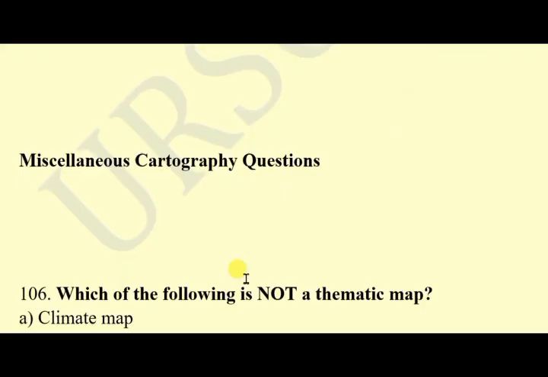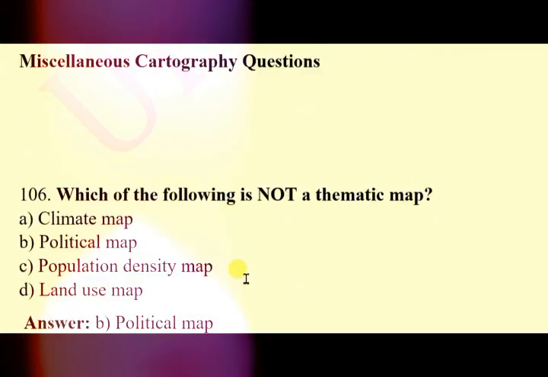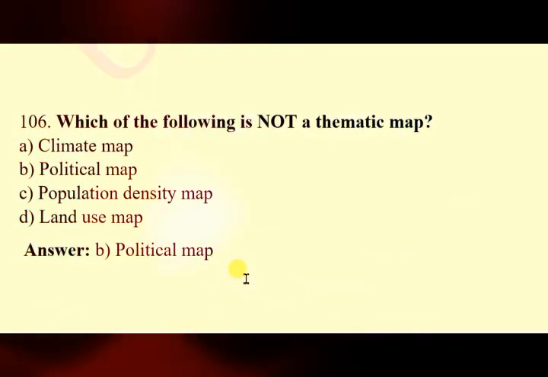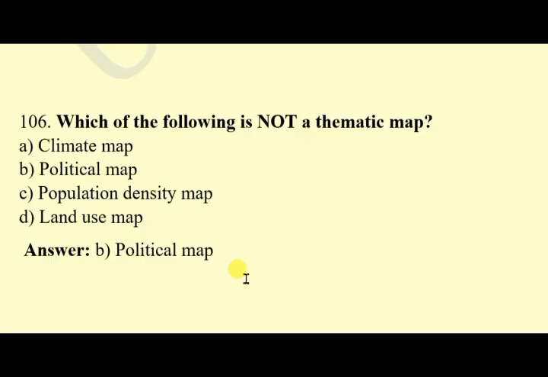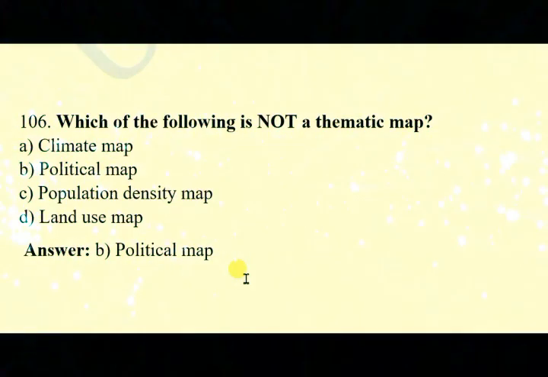Now the category: miscellaneous cartography questions. Question number 106. Which of the following is not a thematic map? Climatic map, political map, population density map, land use map. Here the right answer will be political map. Political map is not a thematic map.